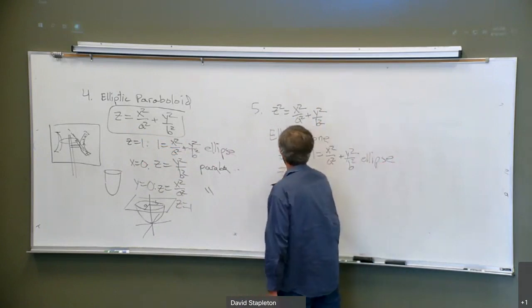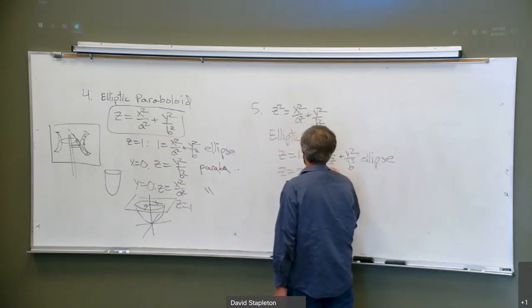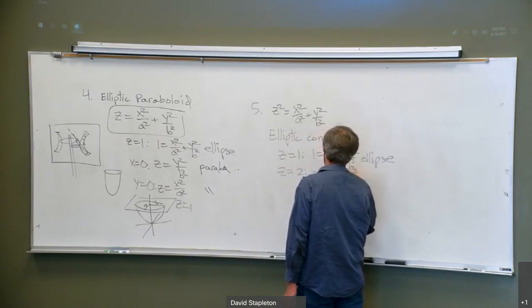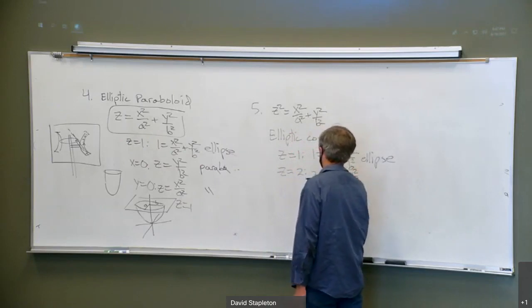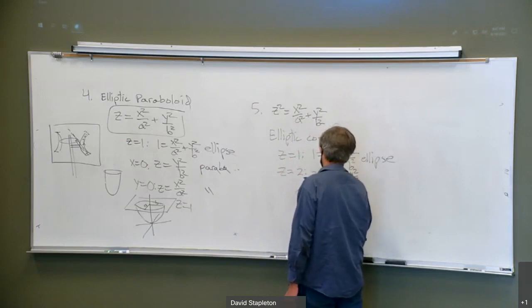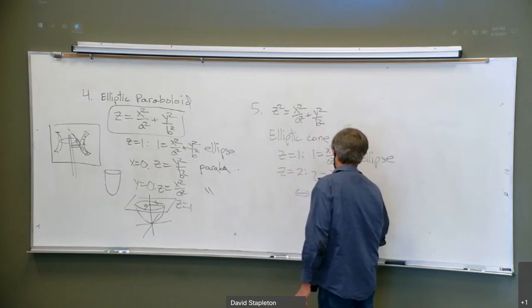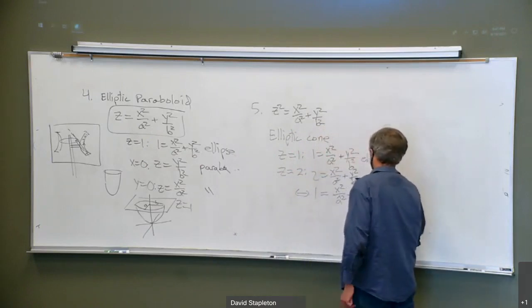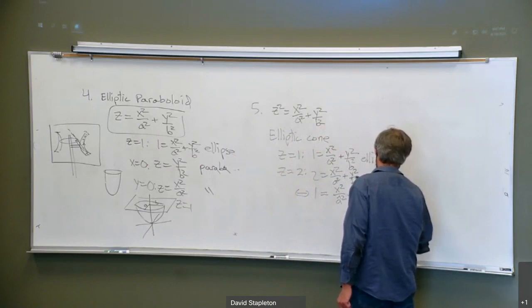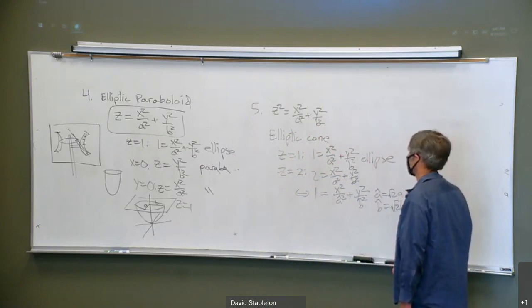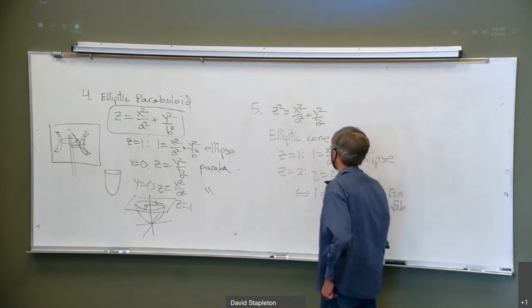But let's put z equals 2 or something. 2 equals x squared over a squared plus y squared over b squared. When you recognize this ellipse, you divide by 2 and put 1 equals x squared over a hat squared plus y squared over b hat squared, where a hat is square root 2 times a, and b hat is square root 2 times b. You're just getting an ellipse with larger semi-major and semi-minor axes. And then you can do the other direction, right?